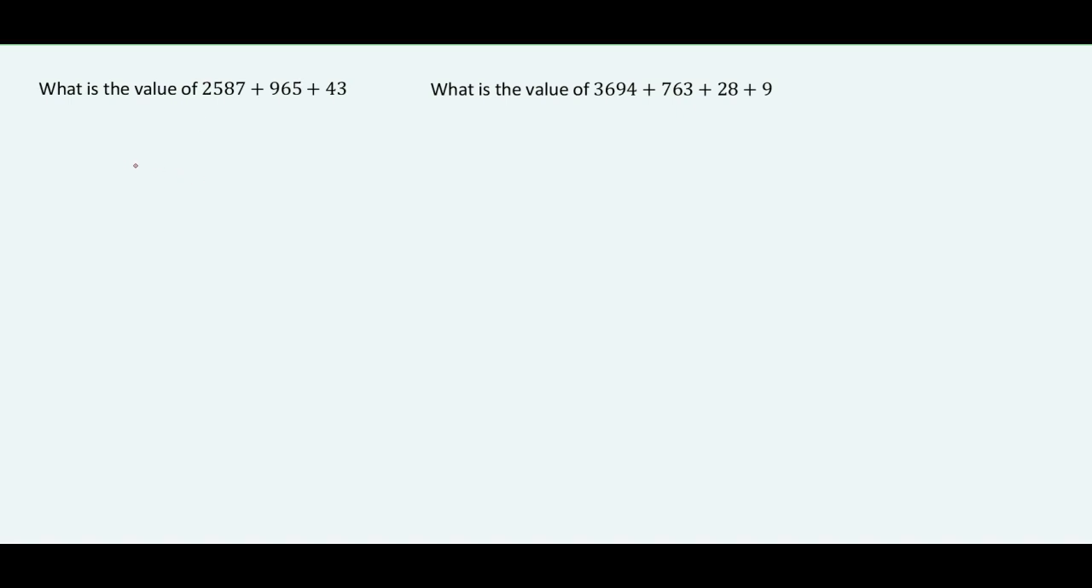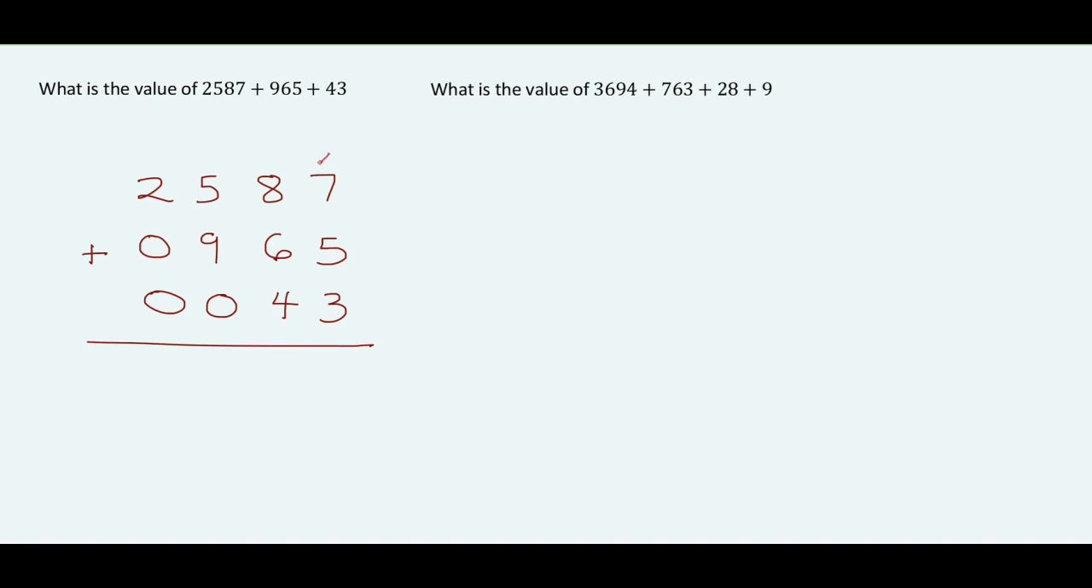So we have 2,587, and then we're going to add 965. So 5 is in the ones position, 6 is in the tens position, 9 is in the hundreds position. We put a 0 in the thousands. 43, we have 3 in the ones position, 4 in the tens position. There's no number in the hundreds or the thousands position. Now we can add these numbers together.